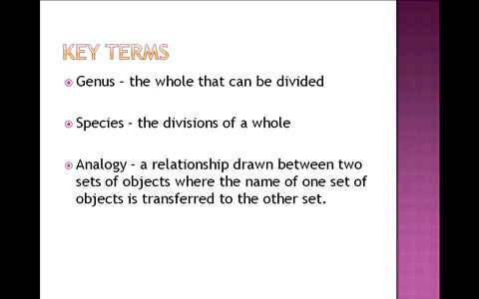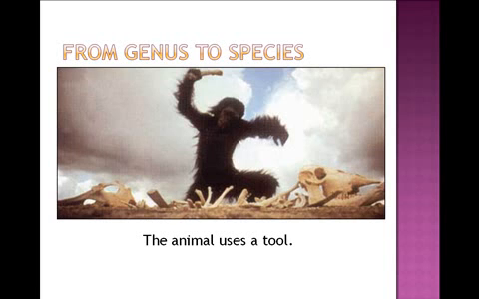Some key terms that will be helpful as we enter into our study of metaphors include genus, which is a whole that can be divided, species, which are the divisions of a whole, and analogy, which is a relationship drawn between two sets of objects, where the name of one set of objects is transferred to the other set. Because this is easy to see in images, I've taken some screenshots of 2001: A Space Odyssey by Stanley Kubrick.